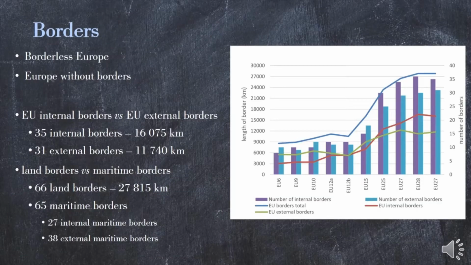Perhaps the most often heard and most well-known expressions related to the interpretation of borders in the European Union are borderless Europe or Europe without borders. Well, why do we talk about the lack of borders? Why is it so important to find a way to get rid of or to overcome international borders?